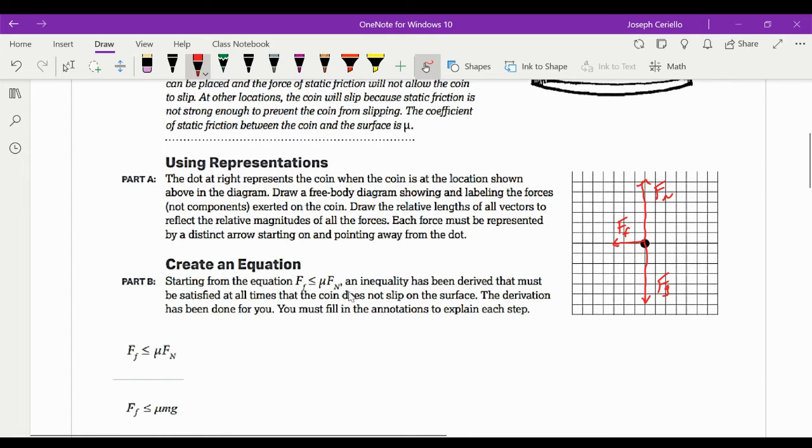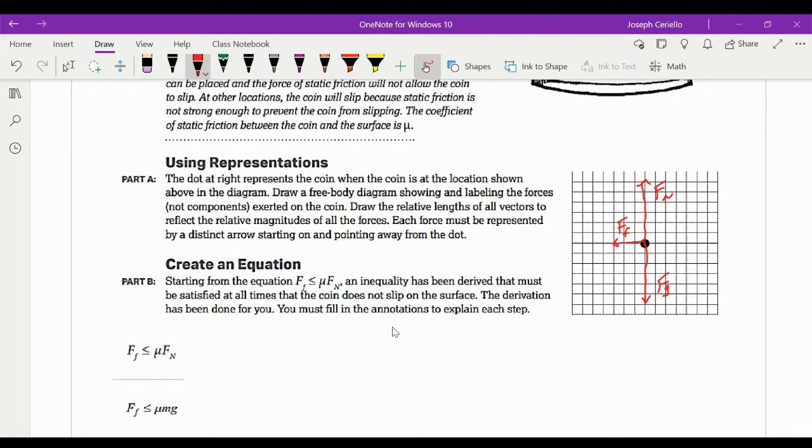So starting with this equation here, an inequality has been derived that must be satisfied at all times, so that the coin does not slip on the surface. The derivation has been done for you. You must fill in the annotations to explain each step. So there's a reason they're not doing the equal sign. They have an inequality.